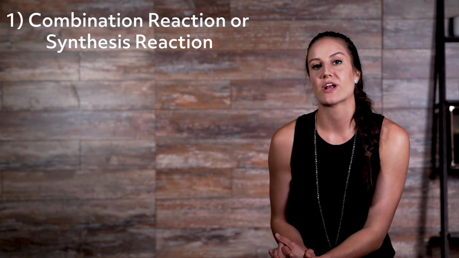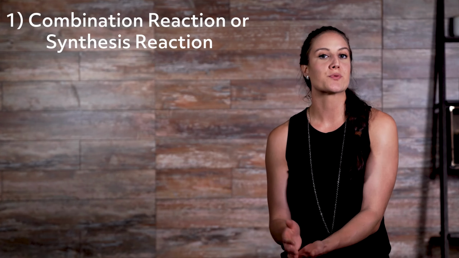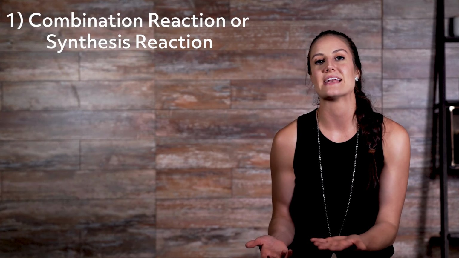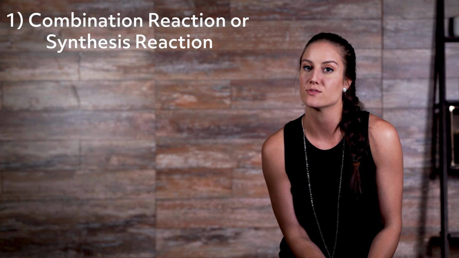So those are some observable characteristics that may signify that a chemical reaction has taken place. Now let's take a look at 5 different types of chemical reactions. Number 1, combination reaction or synthesis reaction. A combination reaction is pretty straightforward. It can be defined as when substances are mixed together and they form a new compound.